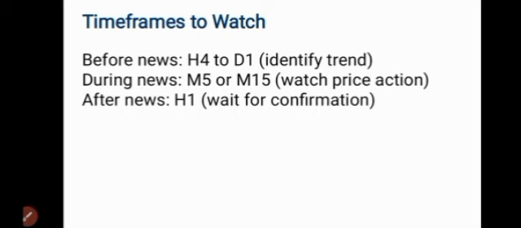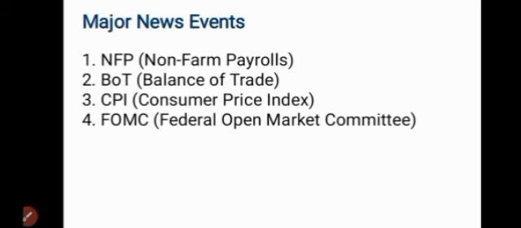So we can trade news in 2 ways. We can trade news in 2 ways: actively at the time of impact, or after the news is released. So it is our option, all right? And the major news on USD pairs are NFP, BOT, CPI, and FOMC. NFP is non-farm payrolls, BOT stands for balance of trade, CPI stands for consumer price index, and FOMC stands for Federal Open Market Committee.